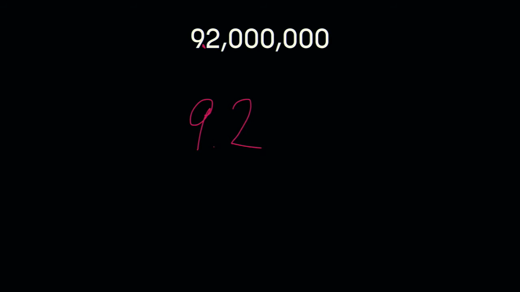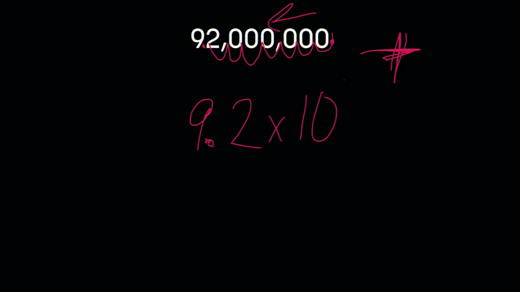Our next step is to figure out, all right, the decimal was here, now I moved it here. How many spaces did I move it? 1, 2, 3, 4, 5, 6, 7. A total of 7 spaces to the left. And because we're putting this number into scientific notation and we move to the left, it's going to be a positive exponent. So we know it's 9.2 times 10 to the positive 7th power.